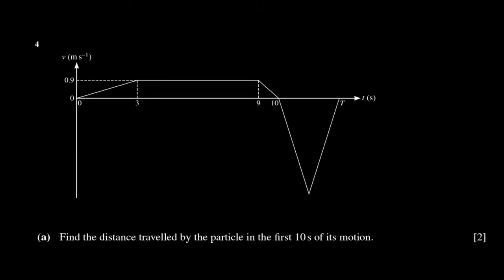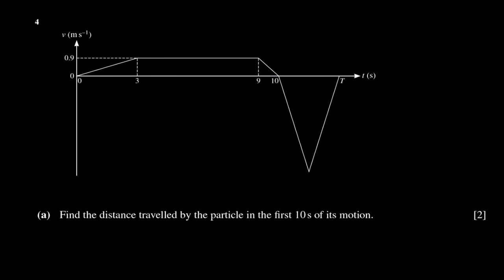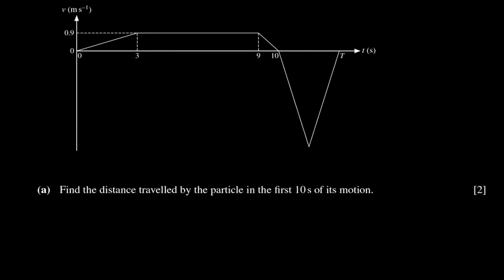Okay, so here we are in question 4. I haven't reproduced the text of the question because there's quite a lot of text. It fills up the screen, and most of the information is represented on the graph anyway. So first part, part A, we want to find the distance traveled by the particle in the first 10 seconds of its motion. Well, this is a velocity time graph, and hopefully you know that for a velocity time graph, the displacement is equal to the area under the graph.